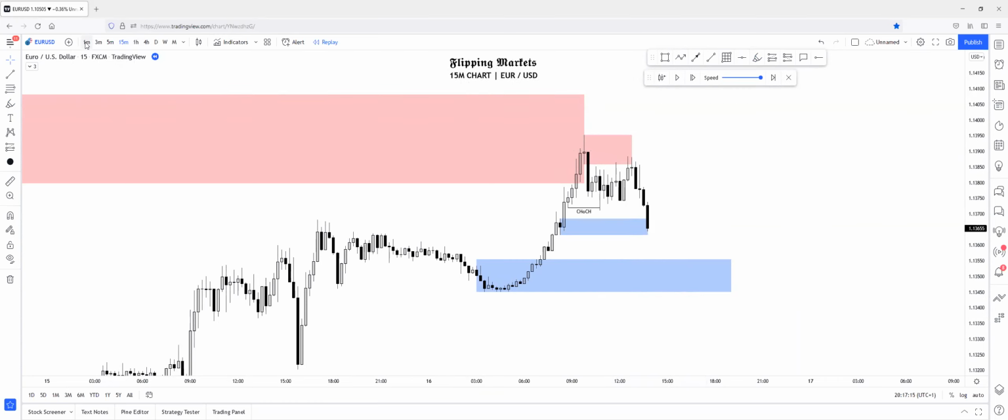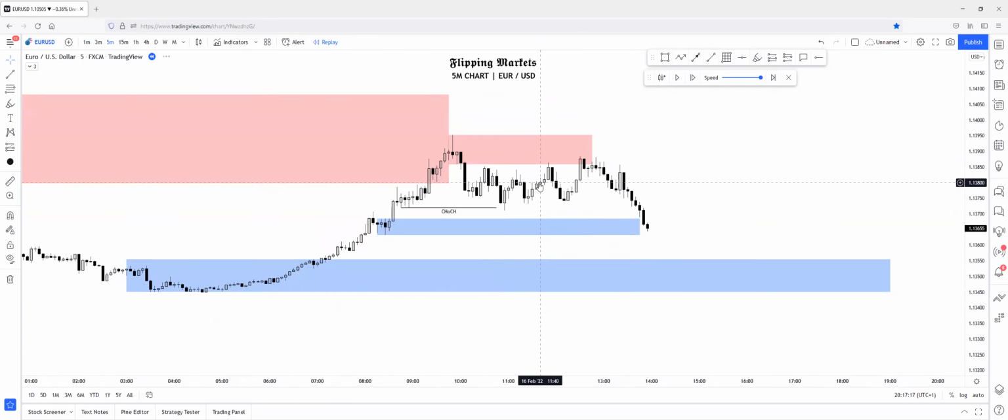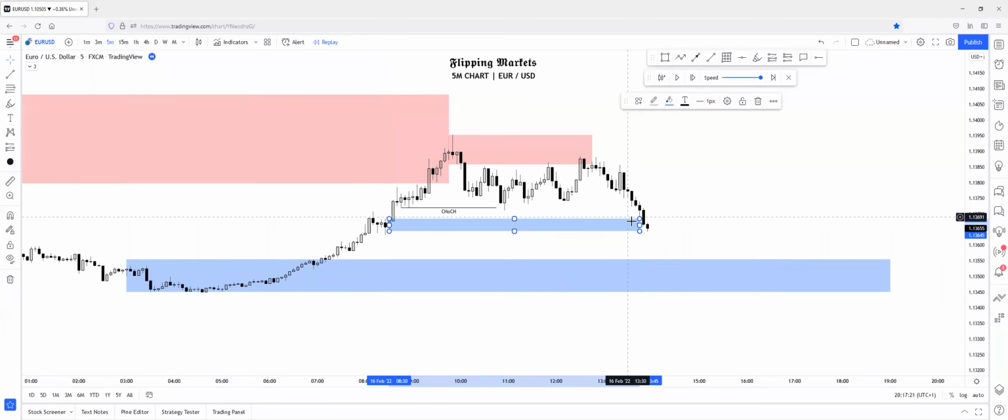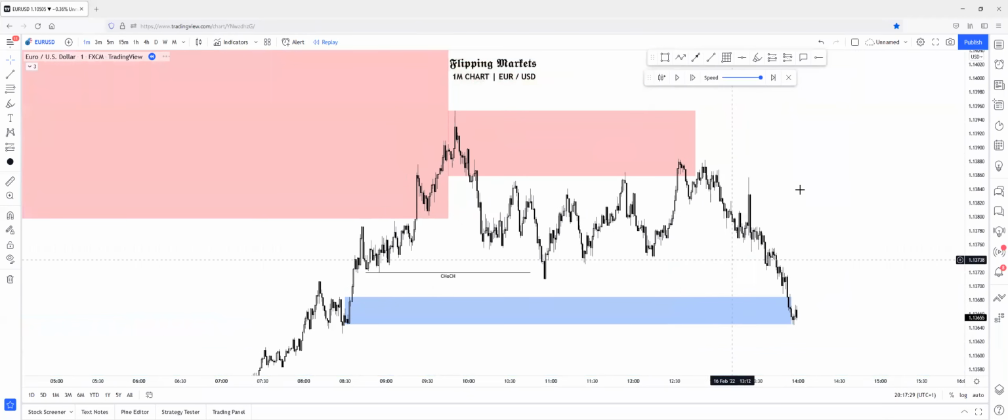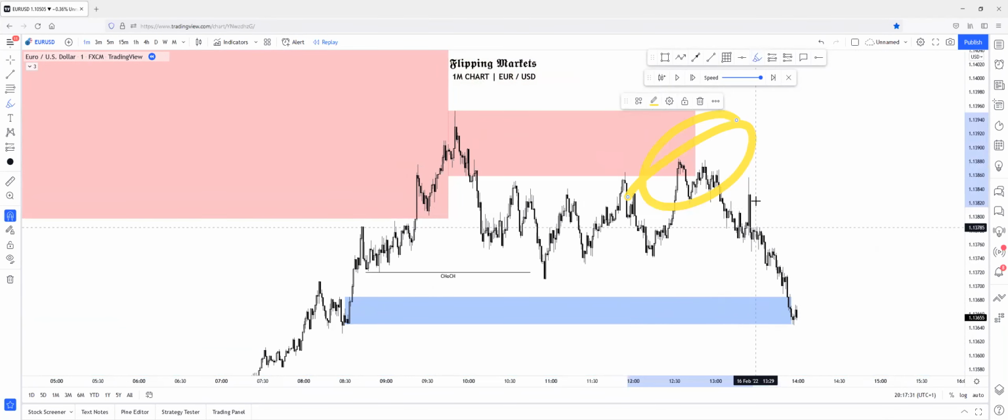So that's all from the 15-minute chart. Let's switch to the 5-minute chart and see if we can refine the zone. Actually, we can refine this zone, as you can see, clear refinement. And switch to the 1-minute chart. Let's check if there was any good entry opportunity at the 15-minute zone tap.